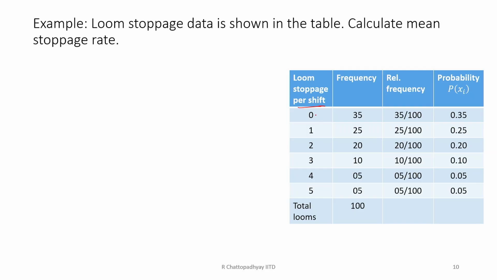That is, no stoppage, frequency is 35 times in a shift. It is very unusual, but let us say this is the data we have chosen. Then only one stoppage, the frequency is 25, two stoppages 20. This is the corresponding data. It is loom stoppage, the number of times the loom stopped in a shift, and the corresponding frequencies are given here. It could be, for that matter, any machine. You can imagine any industrial process, any machines.